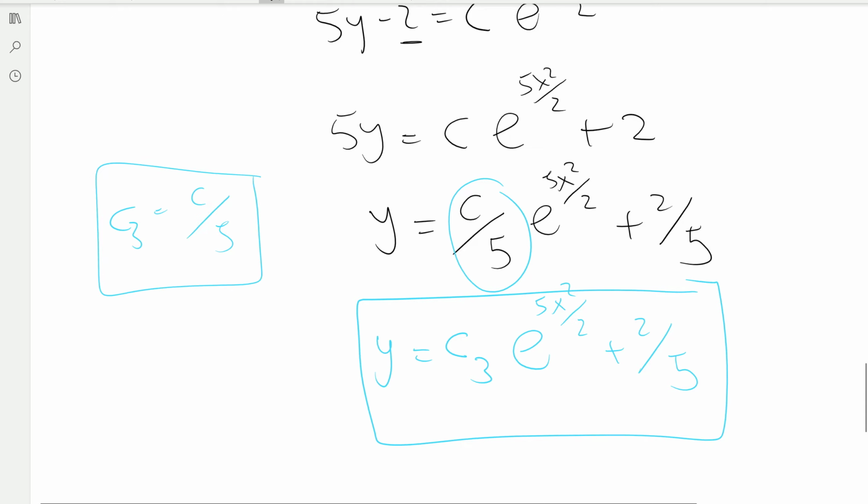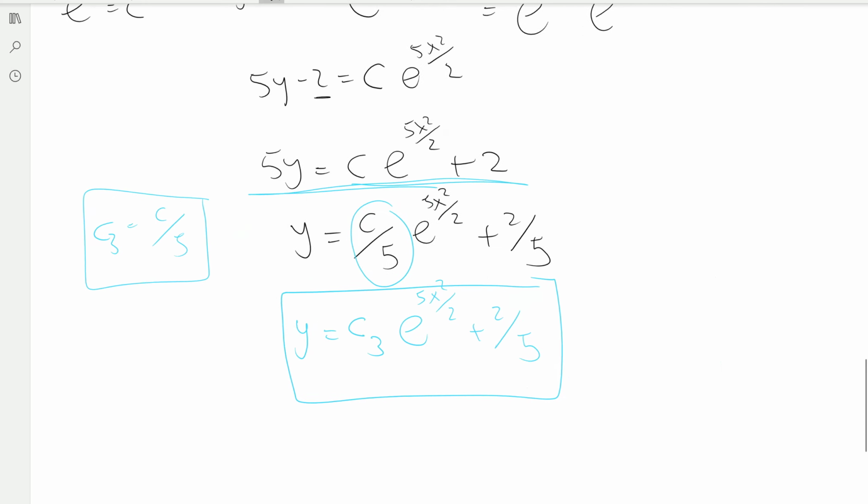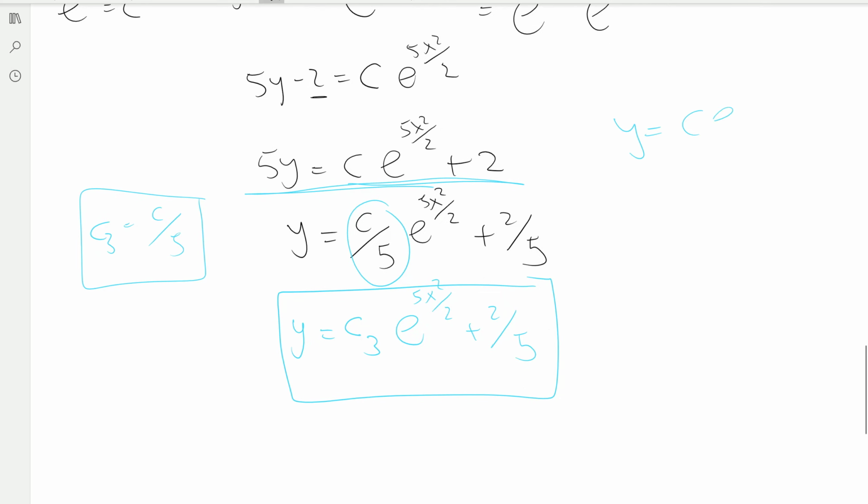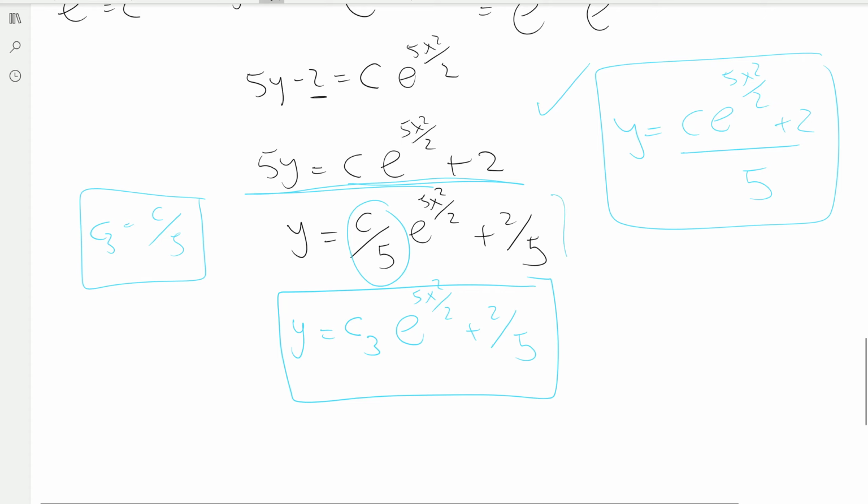There are so many things you can do. You could have written this solution from this step as y equals c e to the 5x squared over 2 plus 2, the whole thing divided by 5. That's also correct. I'm just being fancy with algebra and using the strength of algebra in these math problems, okay? It's always nice to do those things.